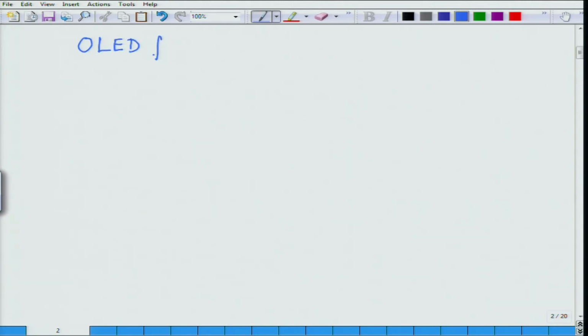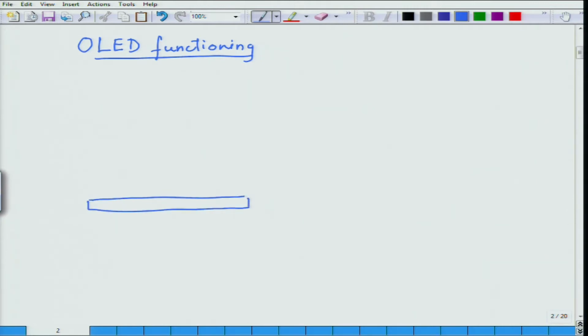OLED functioning and what are the processes which are important. If we review from the last lecture, we said we will start with the glass substrate, and we start with the glass substrate because the light has to come out. We cannot start with an opaque substrate because the purpose in an LED is that the light generated in the device has to come out. So, we start with the glass substrate.